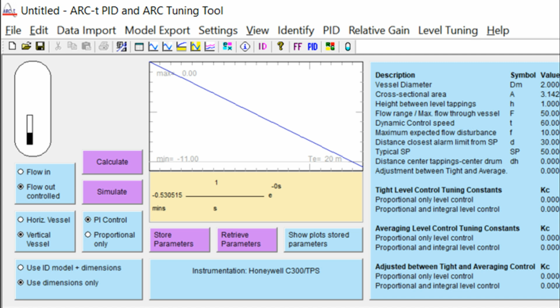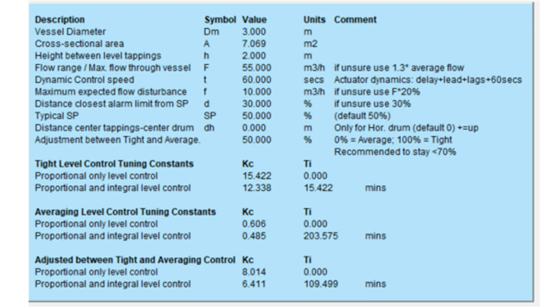Alternatively to entering a Laplace transform, on the right hand side of the screen you can enter the vessel dimensions, and this is actually a more common way of entering the tuning requirements for levels. You need to calculate the volume in the vessel. This can be done by entering the cross-sectional area and the height between the tappings, or you can enter the vessel diameter. You also need to enter the maximum flow expected through the vessel, and you also finally need to enter small t, or the control dynamic speed.